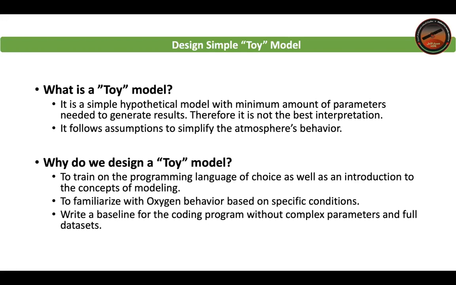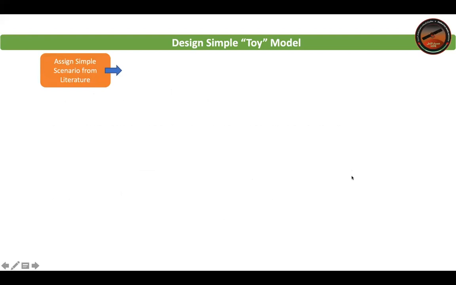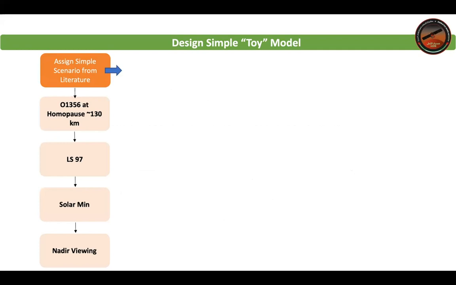So what did our simple toy model have? And how did we approach this? First off, we assigned a simple scenario from literature. So instead of going through so many seasons, so many different solar minimums, maximums, and moderates, we decided just to choose one scenario. And the scenario we chose was at 130 km homopause, season LS 97, solar minimum, and it was at nadir viewing.